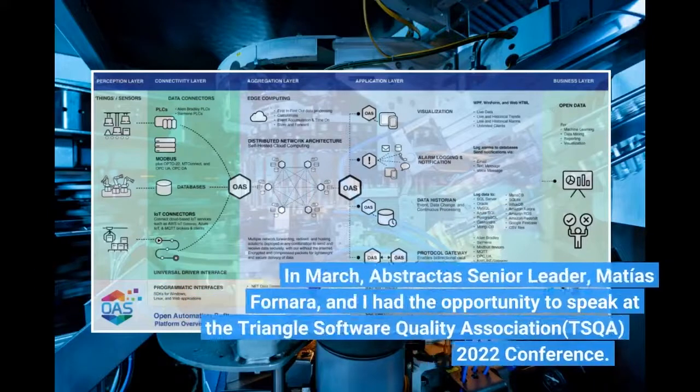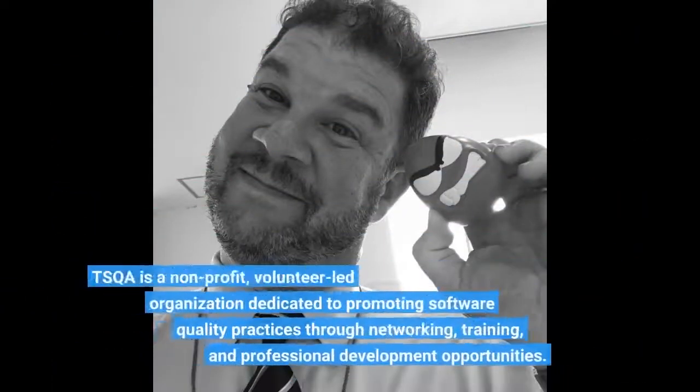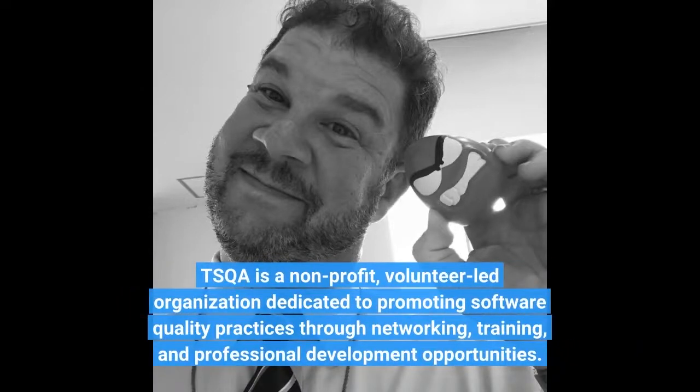In March, Abstracta's senior leader, Matthias Fornera, and I had the opportunity to speak at the Triangle Software Quality Association, TSQA, 2022 conference. TSQA is a non-profit, volunteer-led organization dedicated to promoting software quality practices through networking, training, and professional development opportunities.